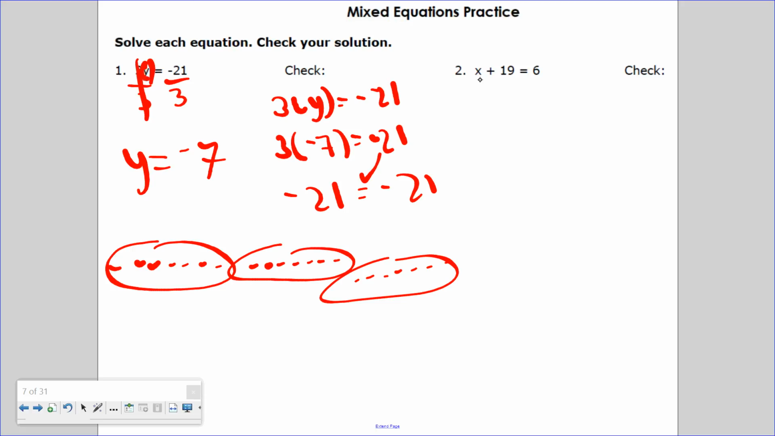I need to isolate the variable x. What is the inverse operation of plus 19? Minus 19. Minus 19. This cancels out.